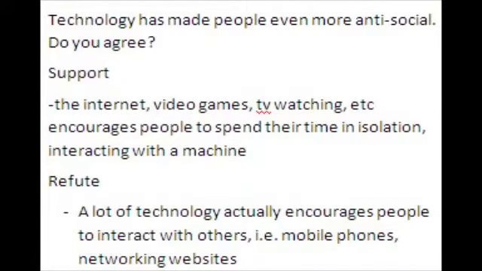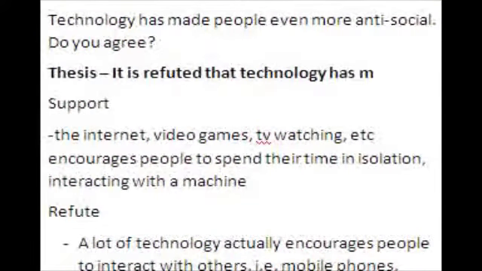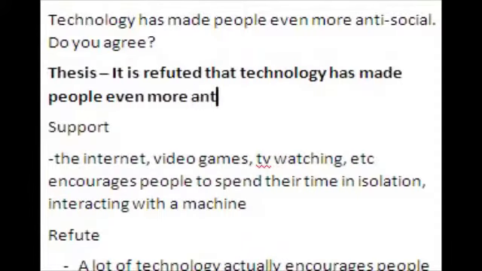Do you agree? Now, to refute this, we could write as our thesis, perhaps it is refuted that technology has made people even more antisocial. And as I pointed out in the essay question that we worked on before this one, this thesis directly answers our essay question. I've actually pulled words out of the essay question and put them into our thesis. So technology has made people even more antisocial. Do you agree? And then in our thesis we wrote, it is refuted that technology has made people even more antisocial. So when the essay reader reads our essay, they can directly link it to our essay question. There is no confusion at all what point of view we are taking.